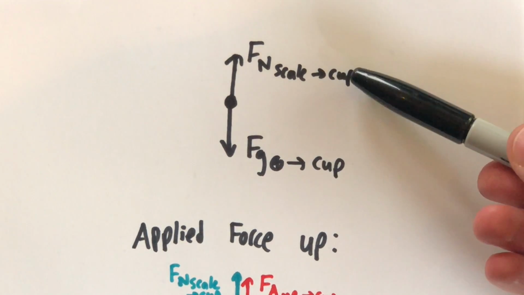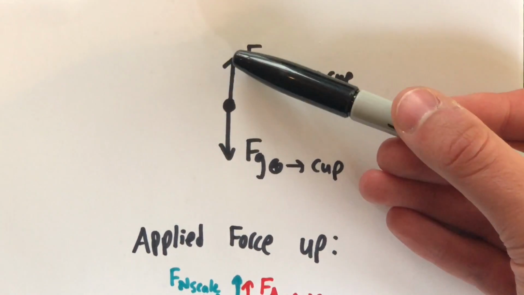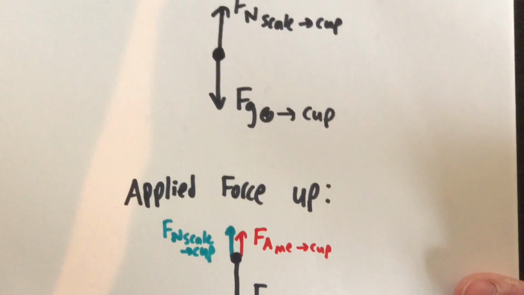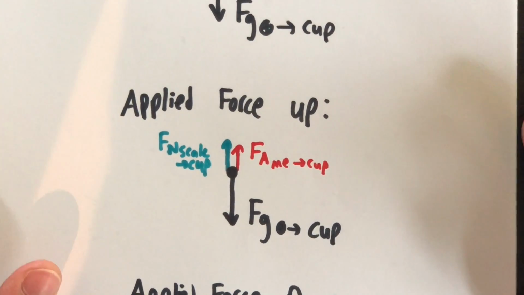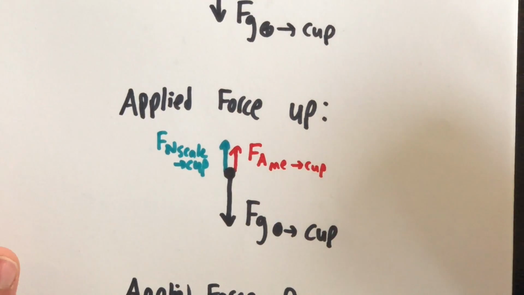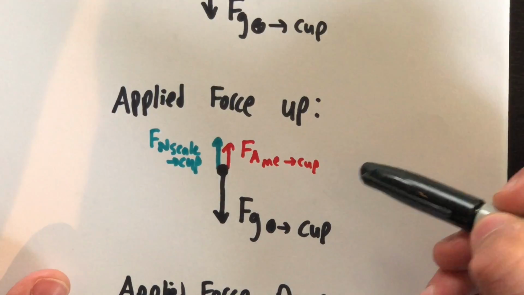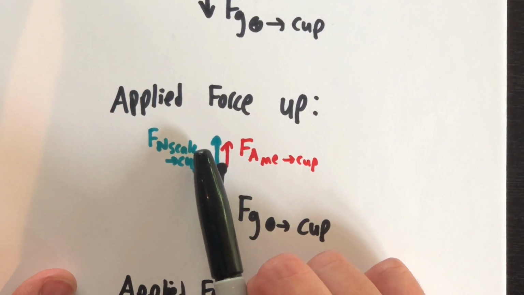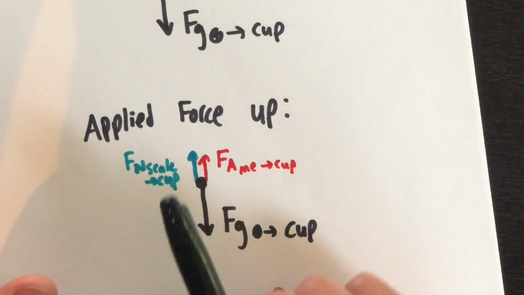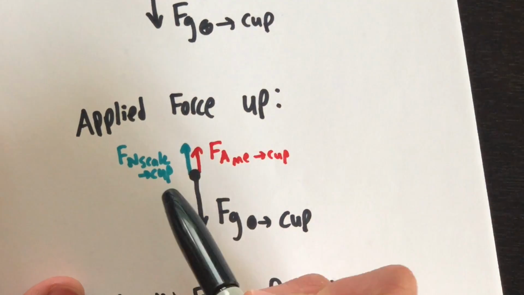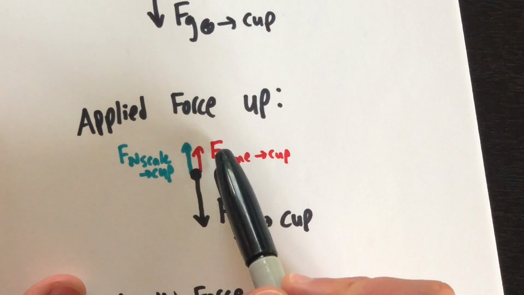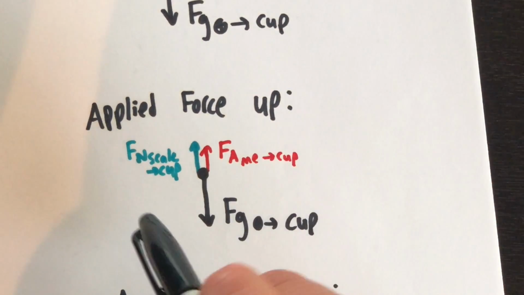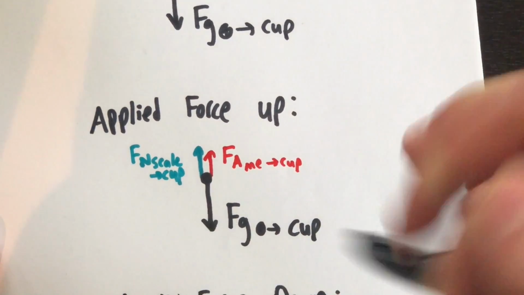Now remember, what the scale is measuring is the magnitude of this normal force that it has to put on the cup. When I applied a slight force upward, the force of gravity doesn't change. What changes is the applied force that I put upward makes the normal force that the scale has to put on it smaller, because remember, the sum of these two upwards forces has to equal the downward gravitational force. So this made the reading from the normal force smaller.